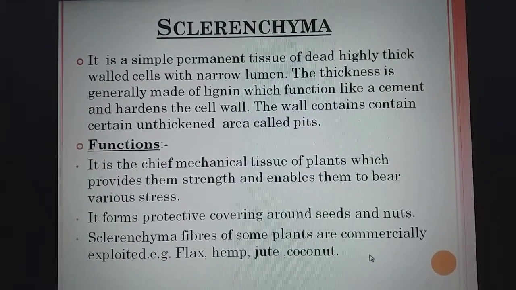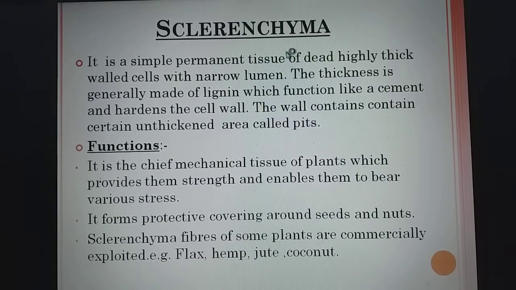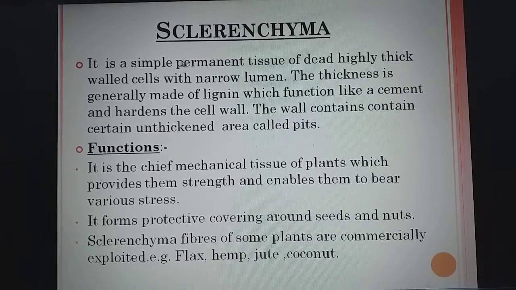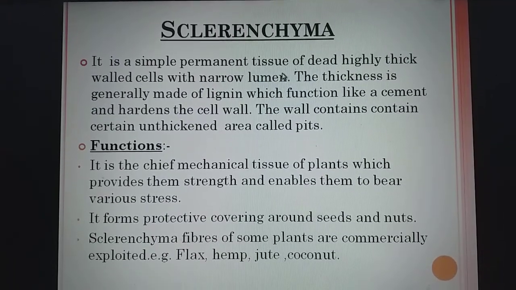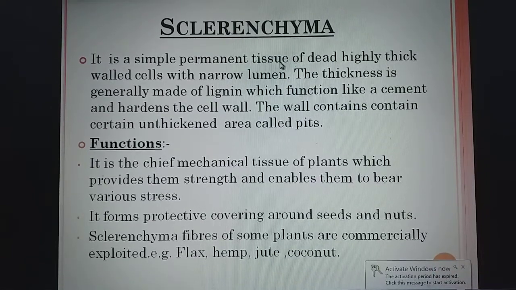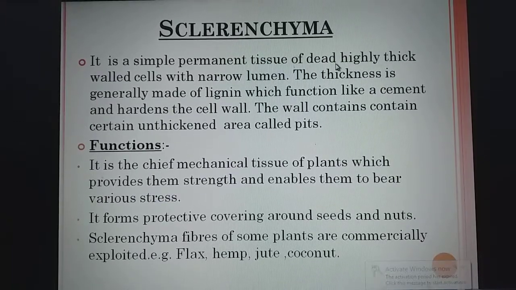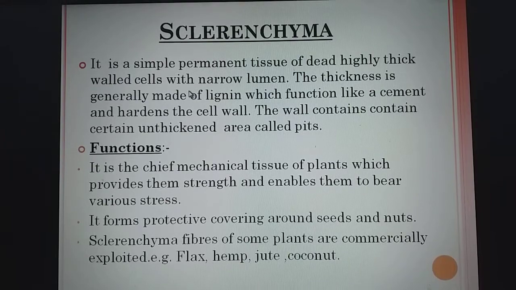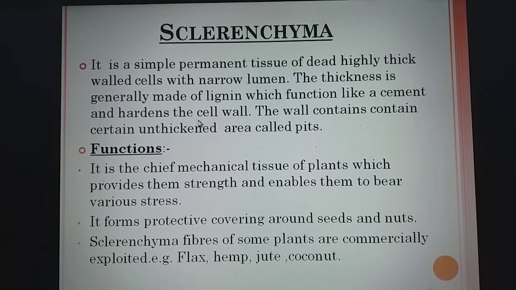Sclerenchyma is a simple permanent tissue of dead, highly thick-walled cells with narrow lumen. Now see here, sclerenchyma contains dead, highly thick-walled cells, whereas we have studied that parenchyma and collenchyma contain living cells. So this is the basic difference. The thickness is generally made of lignin, which functions like cement and hardens the cell wall.